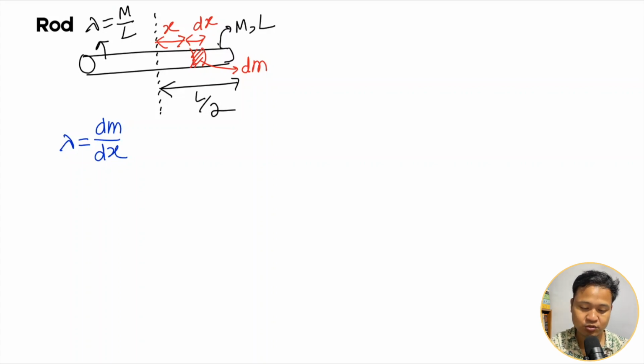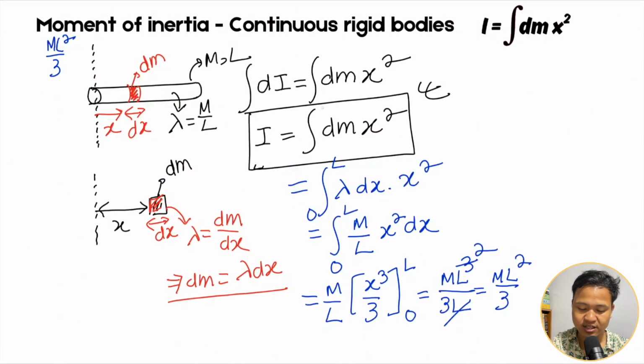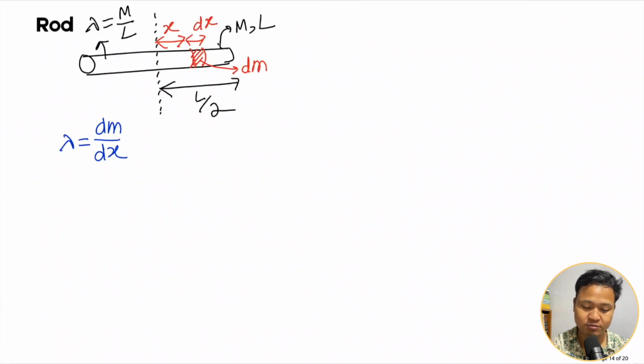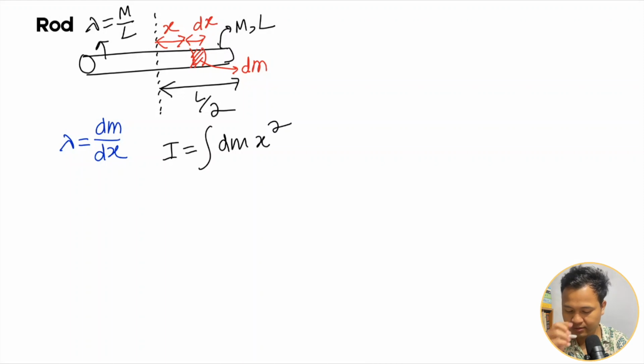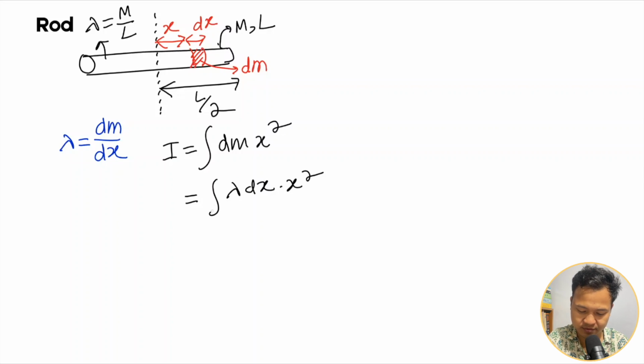The formula for moment of inertia is I equals integral dm into x square. So I is equals to integral dm into x square, where dm is lambda into dx. So I equals integral lambda into dx into x square. Now the limits.